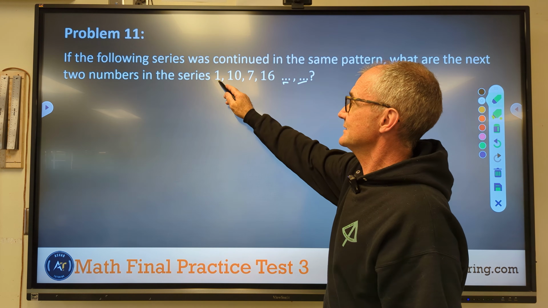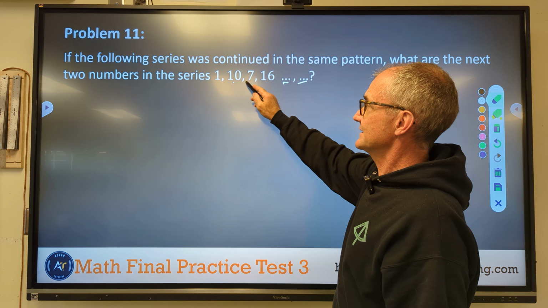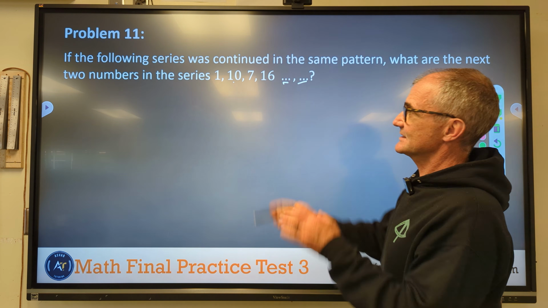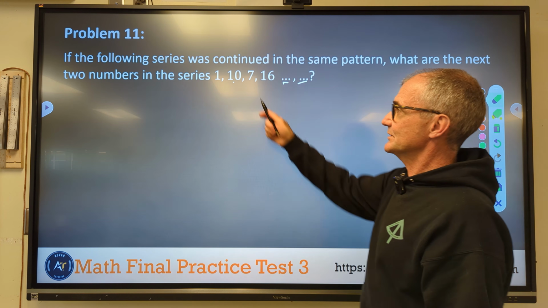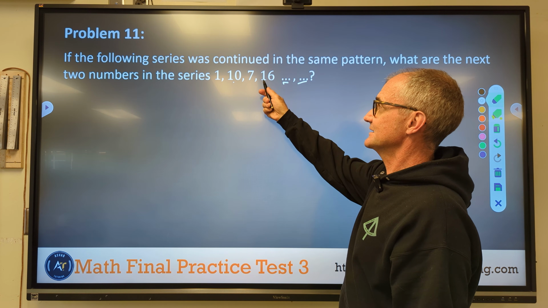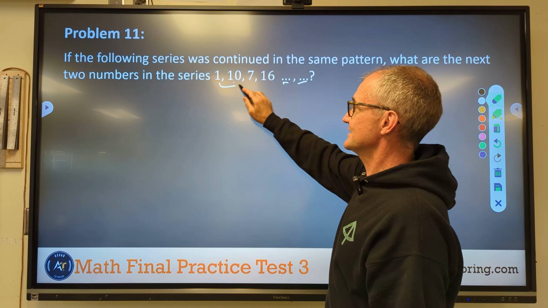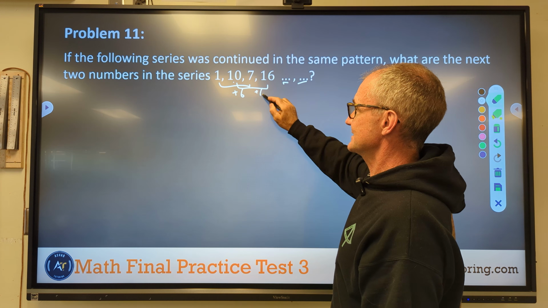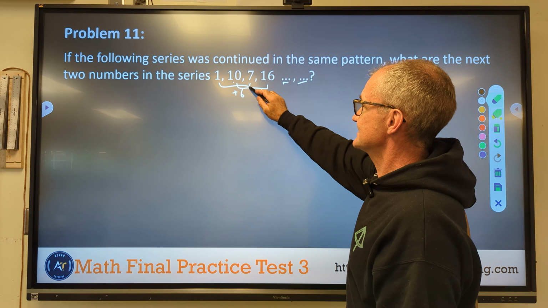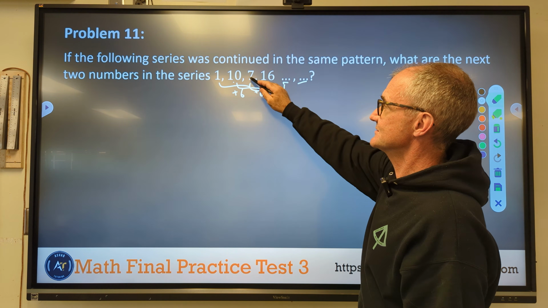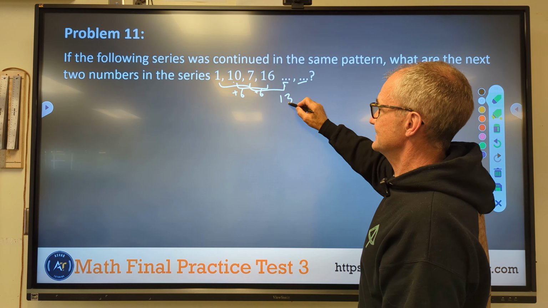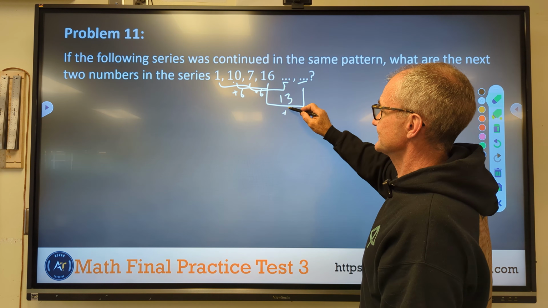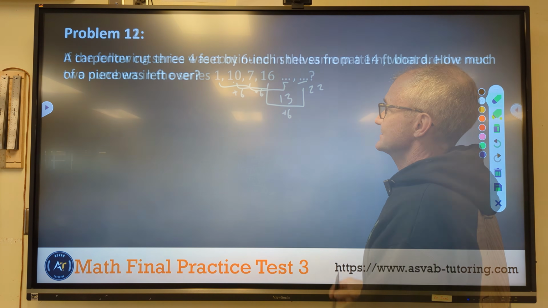Well, I go 1 plus 9 minus 3 plus 9. So it looks like it's not being multiplied at all. It's weird that it's plus 9 minus 3 plus 9 minus 3. But if I look at it here, this is plus 6, and this is plus 6. So that means this right here must be plus 6. So 7 plus 6 is 13. And then 16 plus 6 to go here will give me 22.